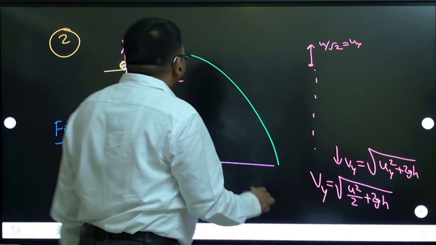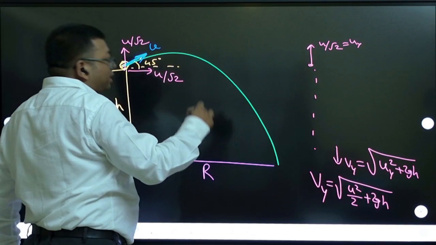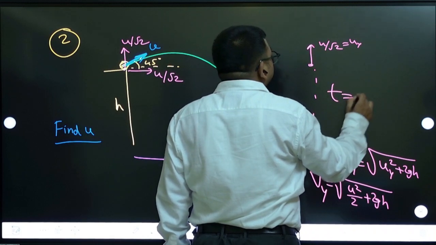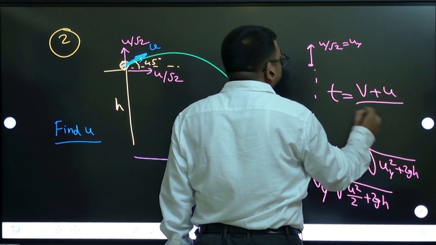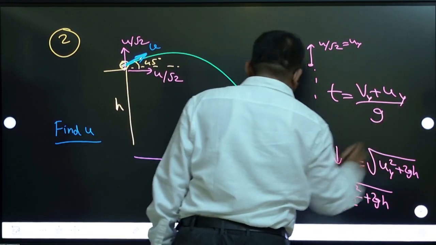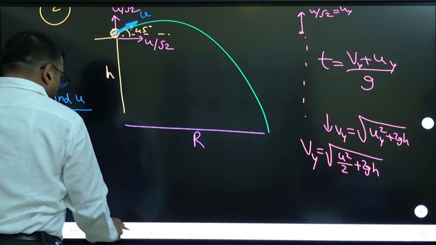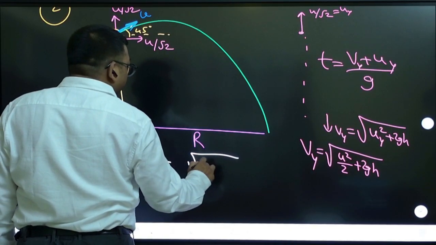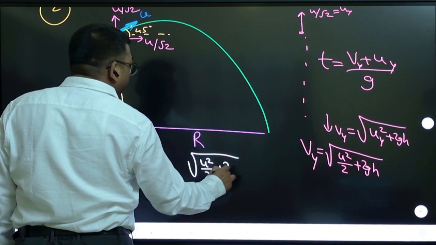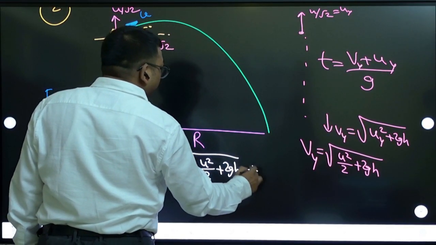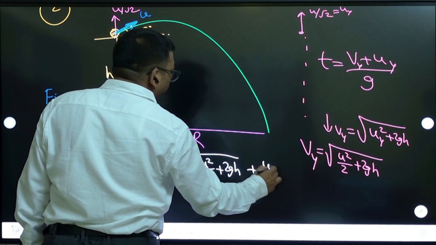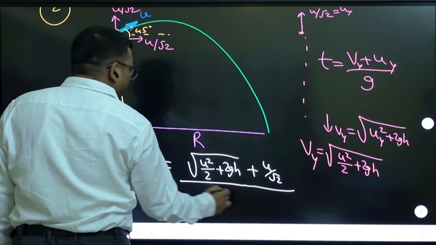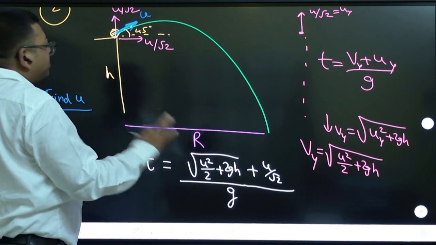So vertical velocity we get, so we can know what is the time. Time we can calculate as v plus u by g. Remember that these are all the vertical components. Okay, so we got the time now. Time we have got as vy, root under u square by 2 plus 2gh, plus uy, which is u by root 2, divided by g. So this is what we are getting. It is looking complex, but let it be.